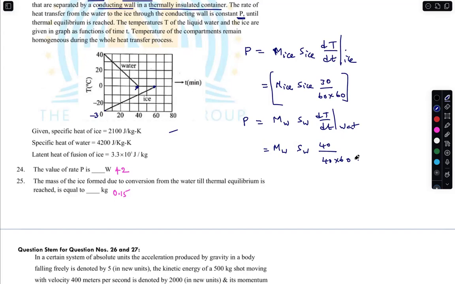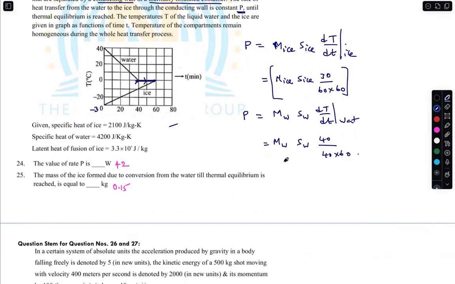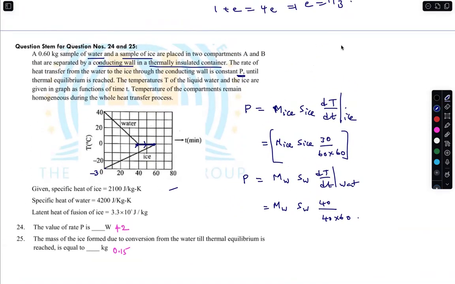Now, 0.6 kg sample of water and a sample of ice. And one more important point is, here also there is a transfer of heat for 20 minutes. So how to calculate that? In that 20 minutes, what is happening? In that 20 minutes, melting is happening. In fact, ice.